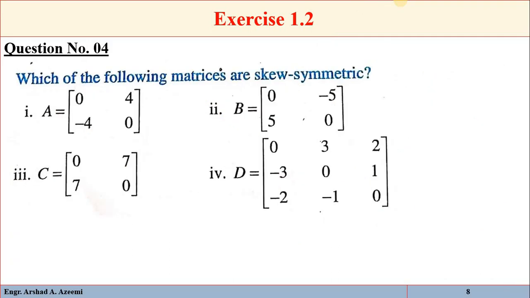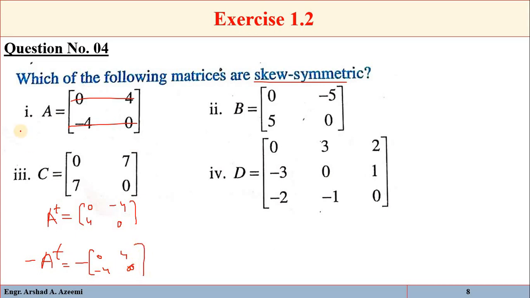Similarly, come to question number 4. Which of the following matrices are skew-symmetric? We have to take the transpose, and then take out the negative sign, and then we will look into it. For example, for question 1, the A transpose will be equal to, convert this row into column, that is 0, 4, convert this row into column, that is minus 4, 0. Now take the negative of this transpose matrix, so it will be 0, 4, minus 4 and 0. So now you can see that the original matrix is equal to the negative of the transpose matrix, so this is skew-symmetric.